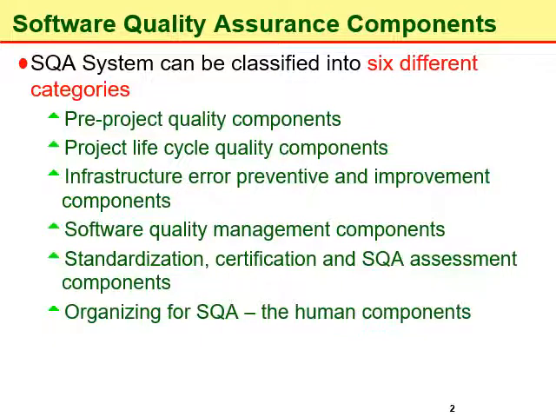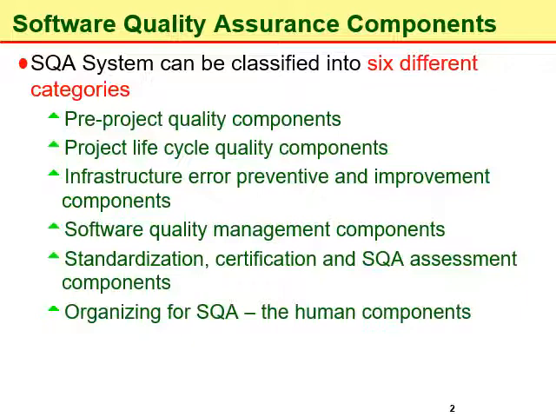The software quality assurance system combines a range of software quality assurance components to ensure that an acceptable level of software quality is met. The SQA system components can be classified into mainly 6 categories. And of course, their purpose is to ensure the maximum quality and compliance with the standards and the procedures.